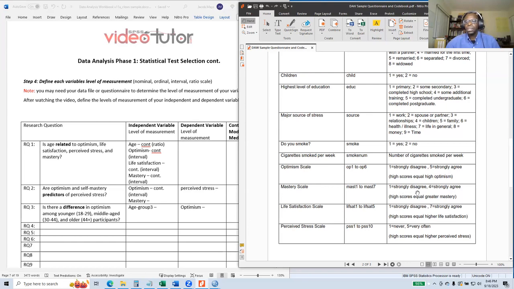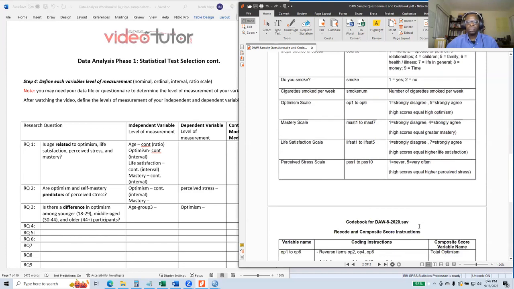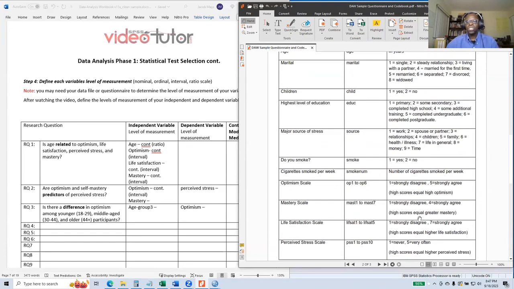Mastery scale. It's another scale. It has 4 options, from strongly disagree all the way up to strongly agree. Life satisfaction has 7 options, from 1 strongly disagree to 7 strongly agree. Perceived stress has 5 options, 1 never to 5 very often. So these are all scales and they have at least 4 options. So they're interval. They're always going to be interval.